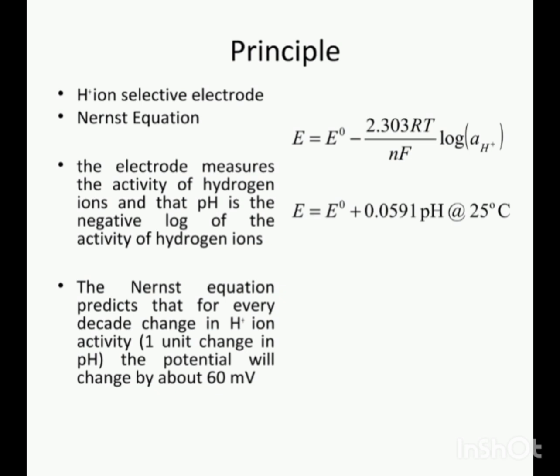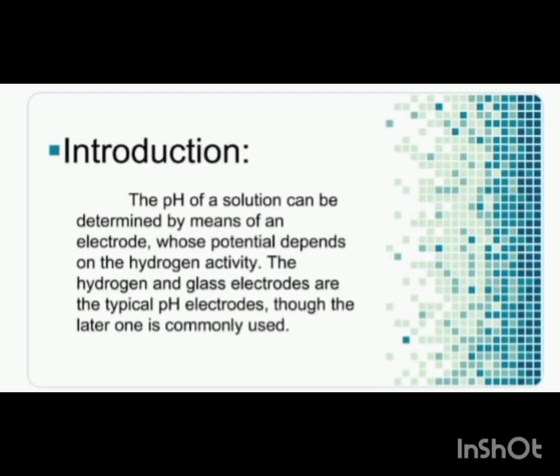To use it for the determination of pH of solution, some introduction: the pH of the solution can be determined by means of an electrode whose potential depends on the hydrogen activity. The hydrogen electrode and glass electrode are the typical pH electrodes, though the latter one is commonly used. This is some introduction of the pH of the solution, determination of pH of the solution by using a glass electrode.